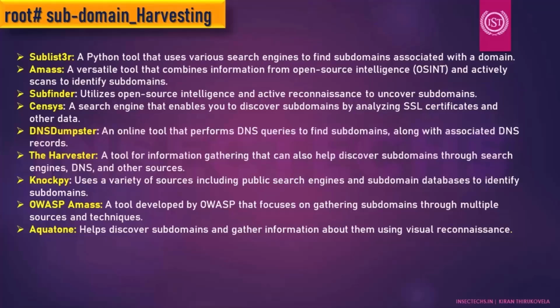Sublist3r, which is a Python tool, helps in finding subdomains by using search engines. Then Amass is a versatile tool that combines information from open source intelligence (OSINT) and actively scans to identify subdomains. Subfinder, Censys, DNSdumpster, theHarvester. theHarvester tool we have already used in the previous class, when we tried to gather email addresses, but accidentally we also found subdomains of Microsoft.com in the earlier practical class, and there are other tools like Nmap, OWASP Amass, and Aquatone. So let us start doing some subdomain enumeration.